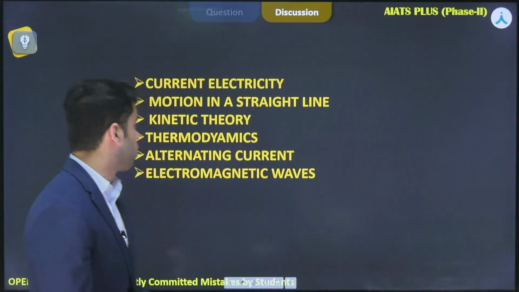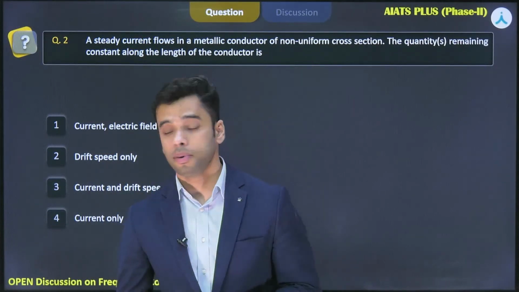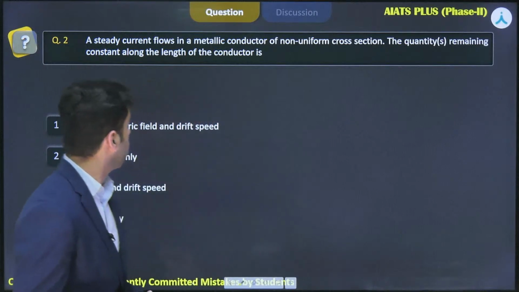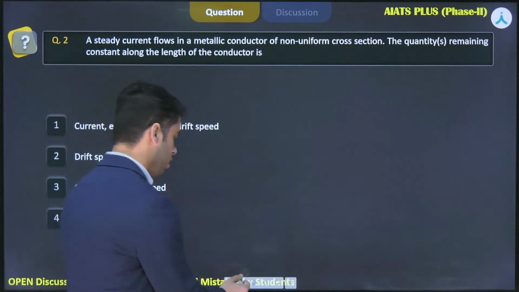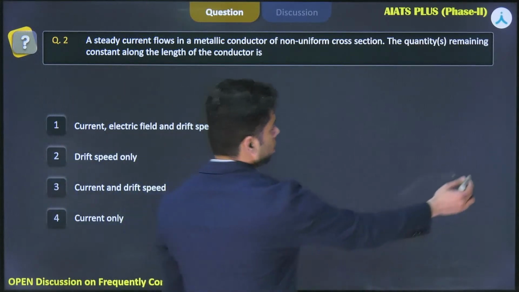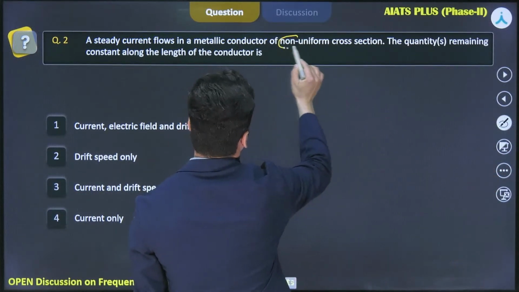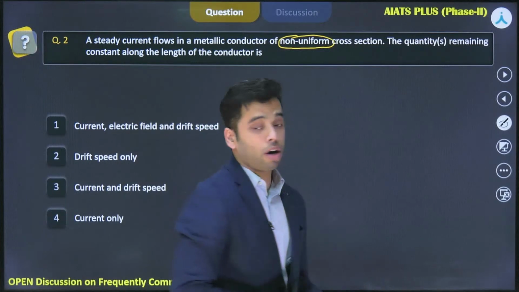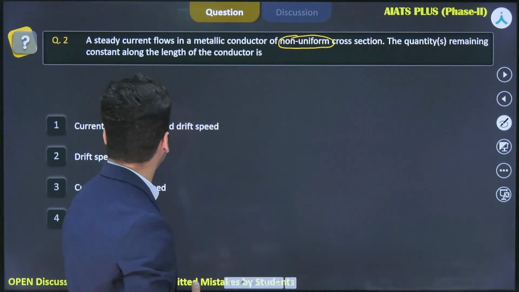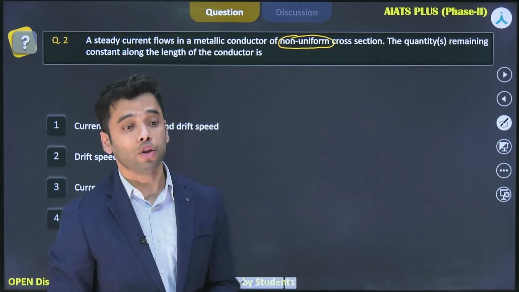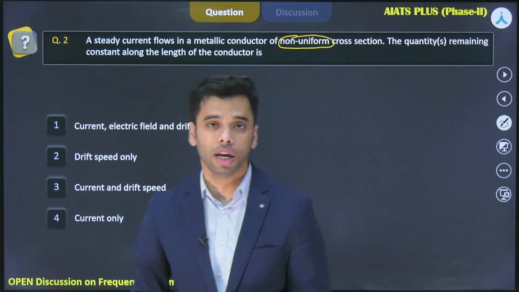Now let's move forward to the first problem, and the first problem is problem 2 of the original paper. It says that a steady current flows in a metallic conductor of non-uniform cross section. So a steady current is flowing, and it is flowing in a non-uniform cross section. The keyword over here is non-uniform, right? The quantity or the quantities remaining constant along the length of the conductor. So you need to pick the quantities that remain constant along the length of the conductor.